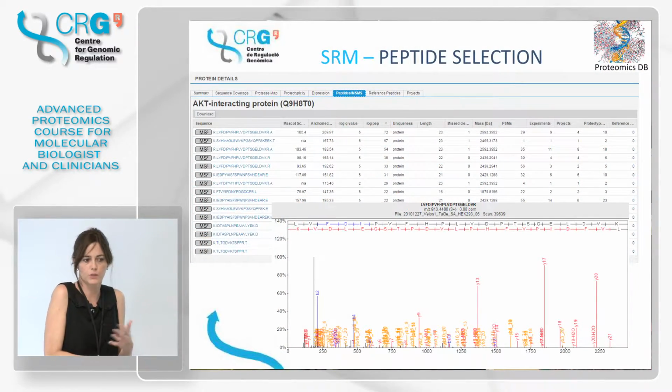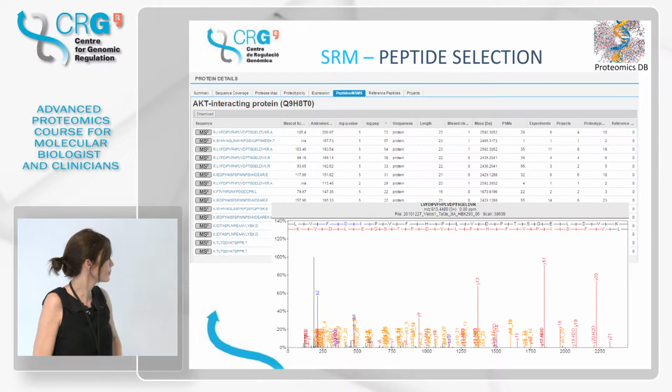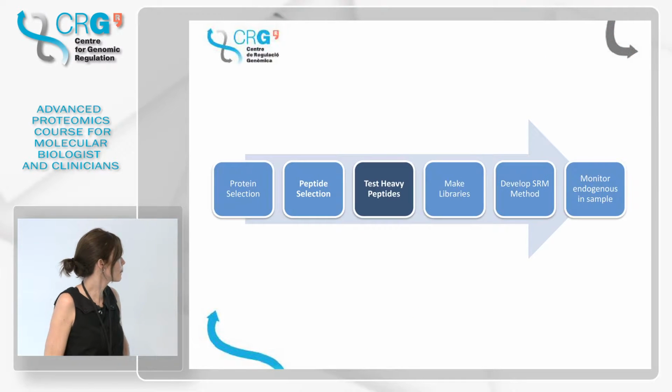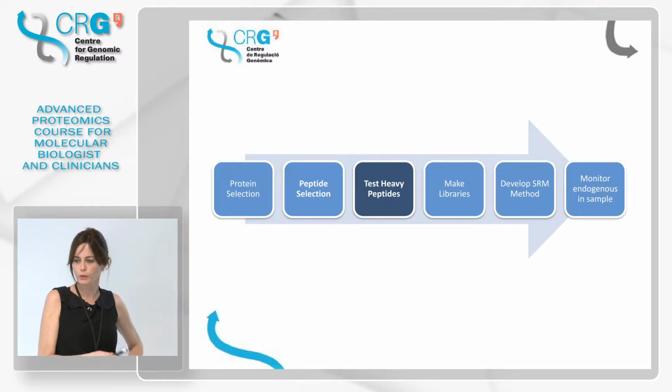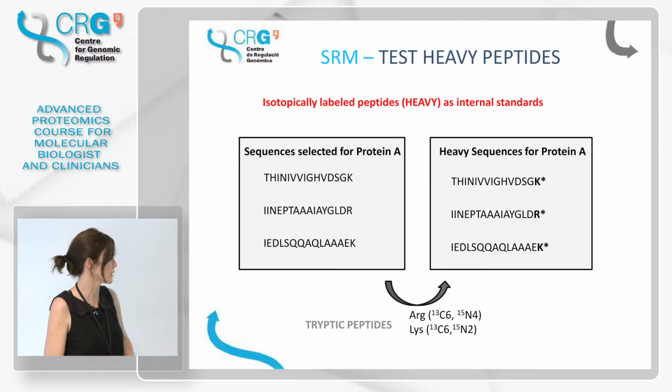So this is one way of answering the question of which peptides you want to monitor, your peptide selection. What you would do next is go get those heavy peptides. For the same peptides that you chose, you want to get the heavy ones because those are going to be your internal standards.